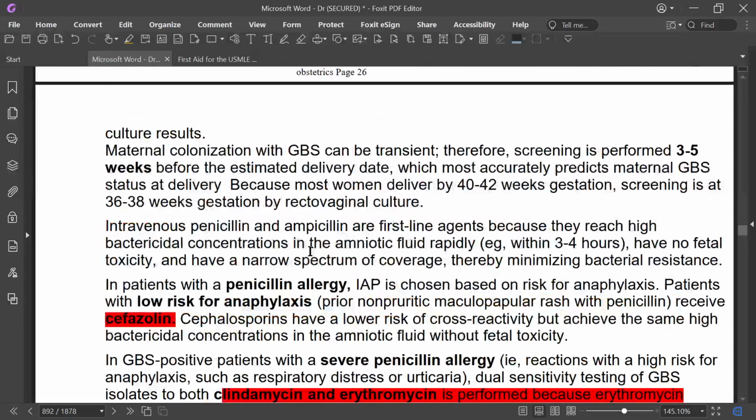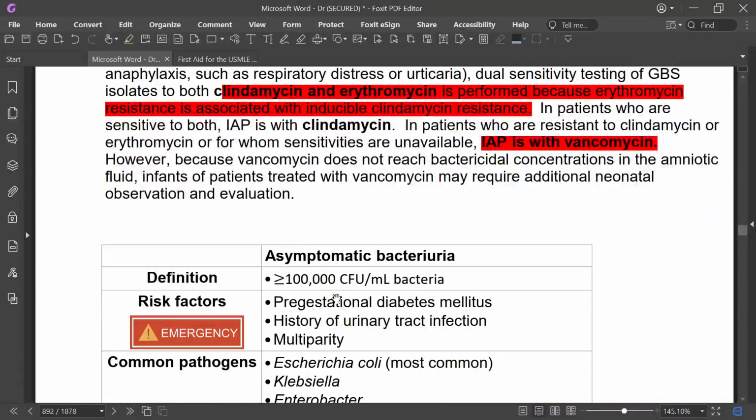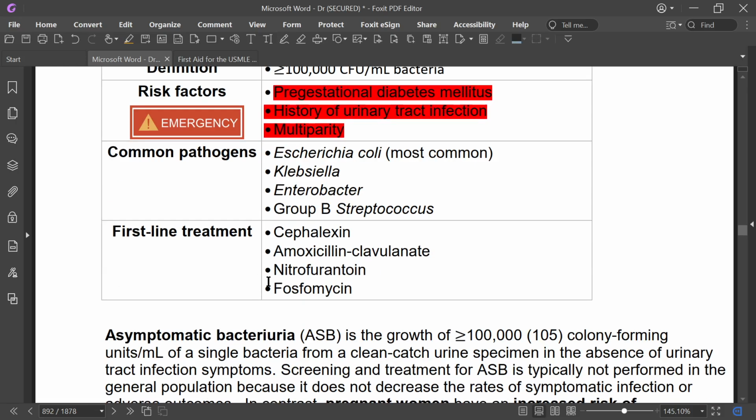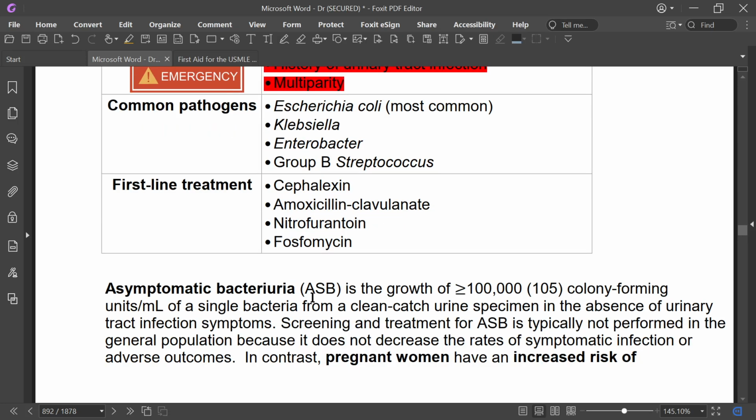Asymptomatic bacteriuria is defined as more than 1 lakh colony forming units per ml of bacteria. Risk factors may be pre-gestational DM, history of UTI, and multiparity. For E. coli, Klebsiella, Enterobacter group, and Staphylococcus, cephalexin, amoxicillin clavulanic acid, nitrofurantoin, and fosfomycin can be given. Fosfomycin is a single dose for asymptomatic bacteriuria.